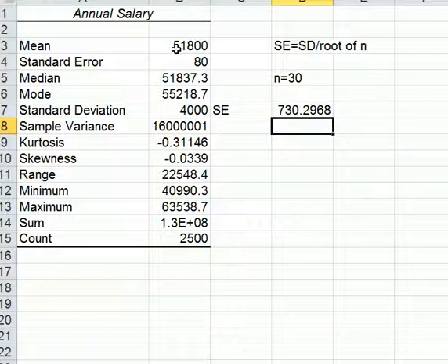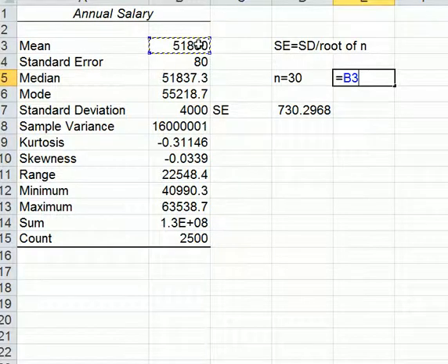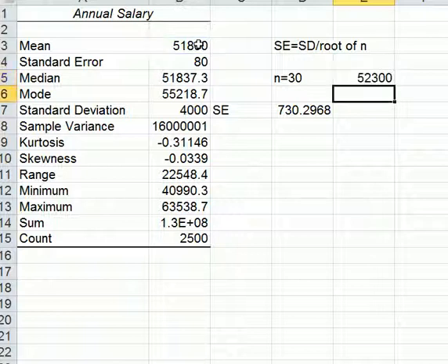Now we want to get within 500 of the mean. So that's going to be the mean minus 500 and the mean plus 500. So let's just do that here. So we're going to go equals the mean plus 500, and then we want to do the mean minus 500. So in other words, we are trying to estimate between 52300 and 51300.